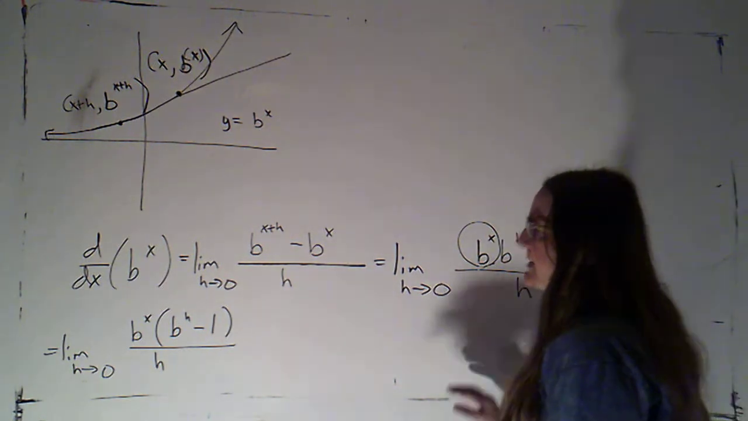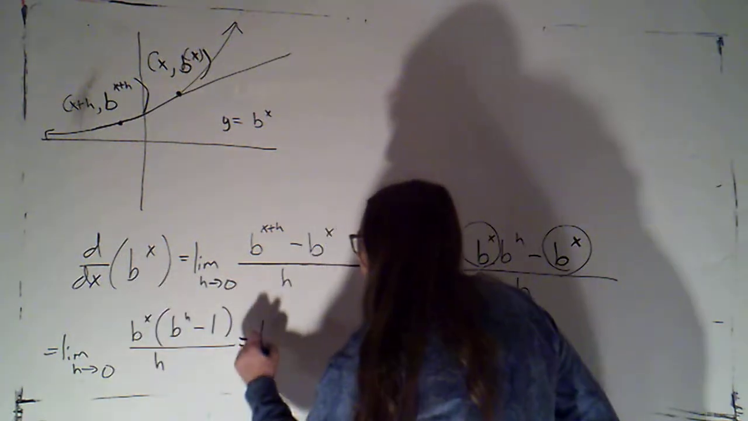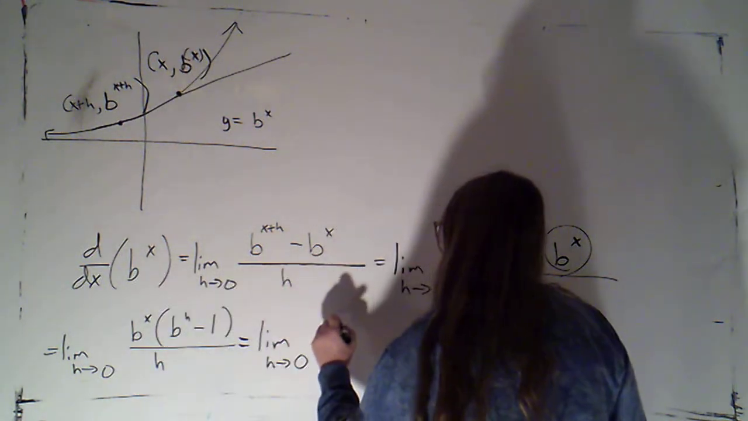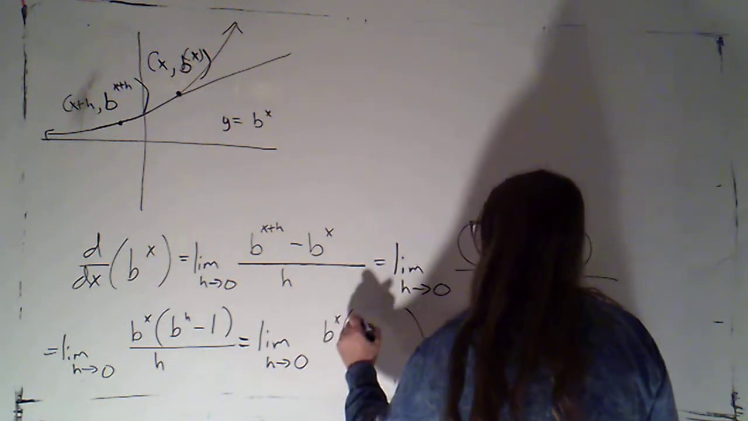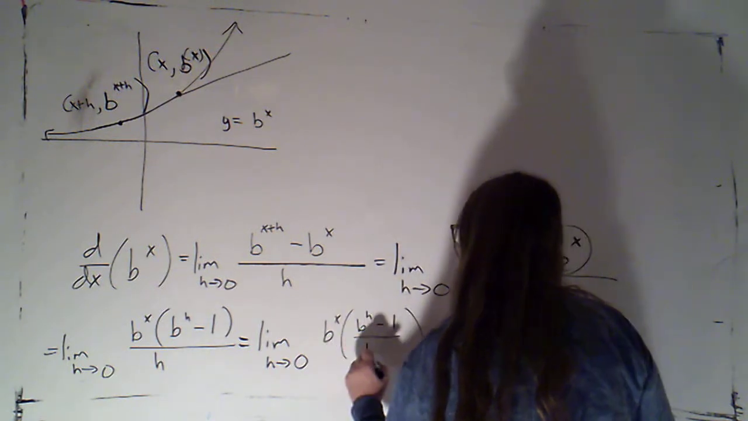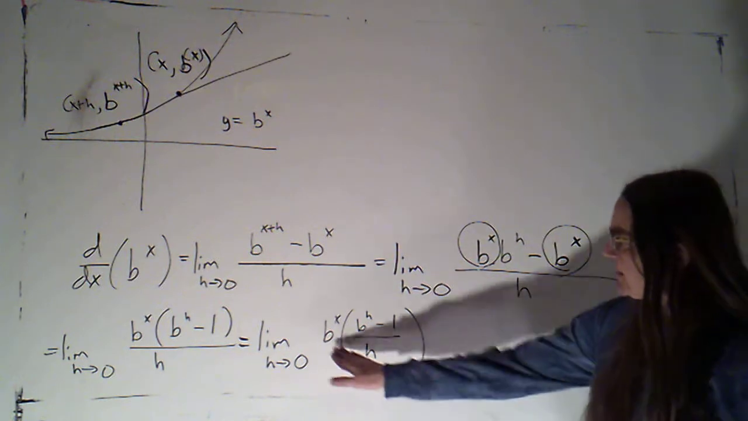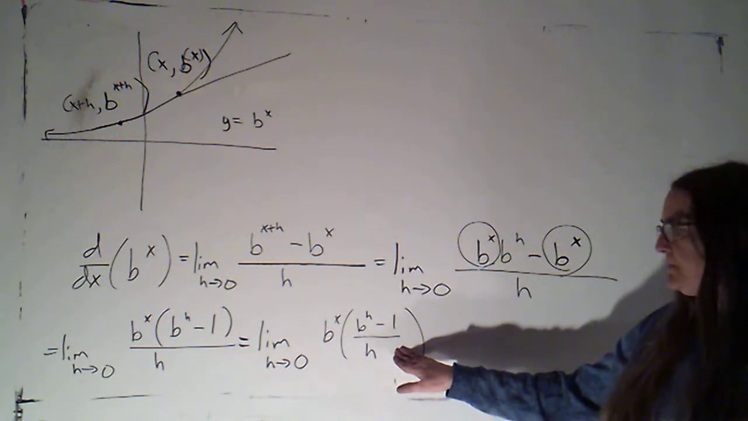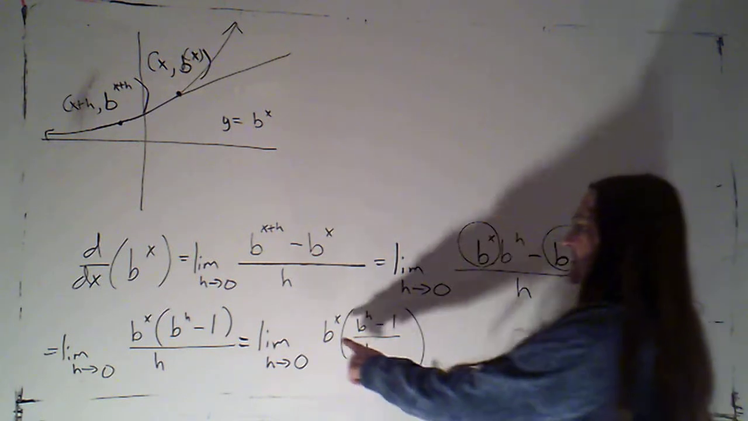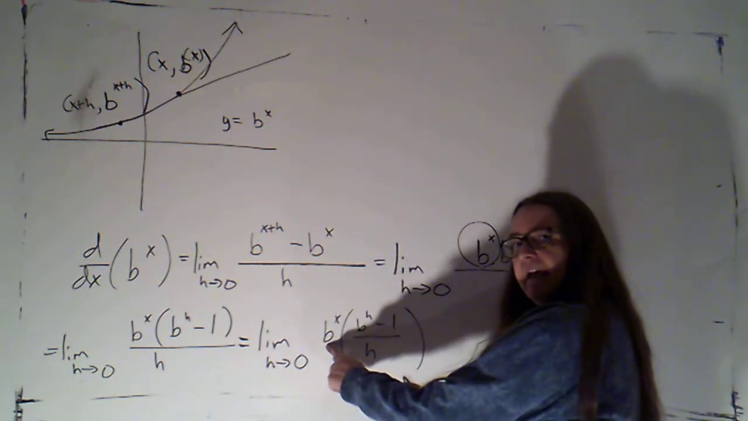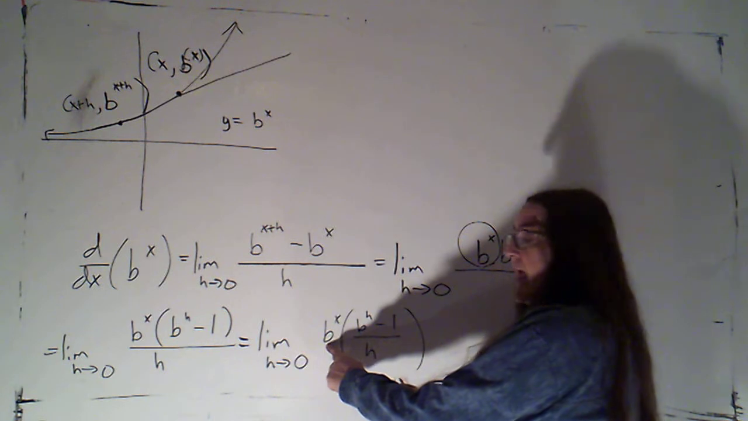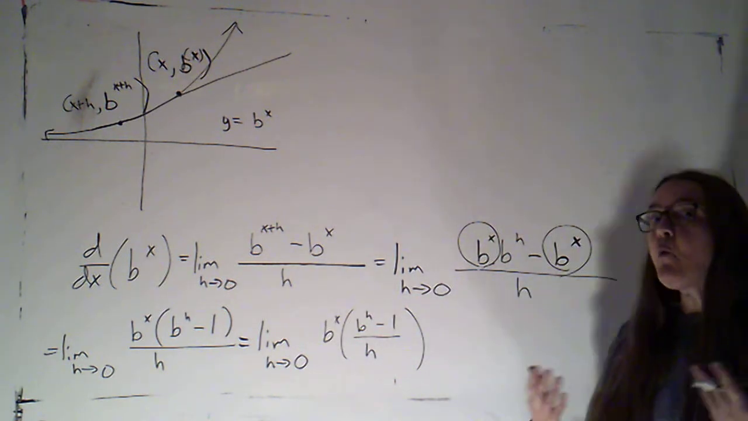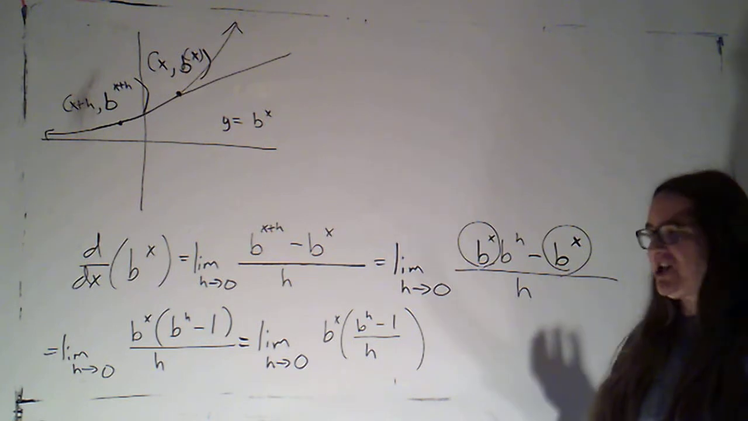All right. Now, if I look at this, I'm going to just rewrite this one more time. I'm going to completely separate that b to the x from the part of this expression that has h's in it. This is the product of b to the x times b to the h minus 1 over h. This factor here does not have any h's in it. This is what we call constant with respect to h.